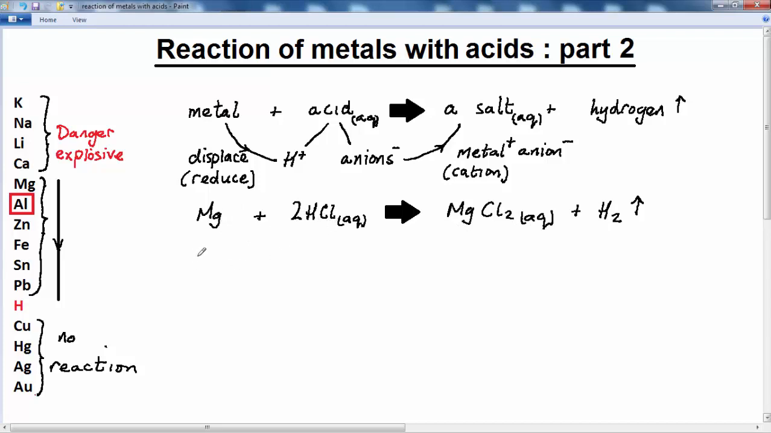If we change the metal, for example, to zinc, and the acid to dilute sulfuric acid, okay, we're going to get our hydrogen gas again, just as before, but this time zinc will combine with the sulfate ions from the sulfuric acid to produce a solution of zinc sulfate.